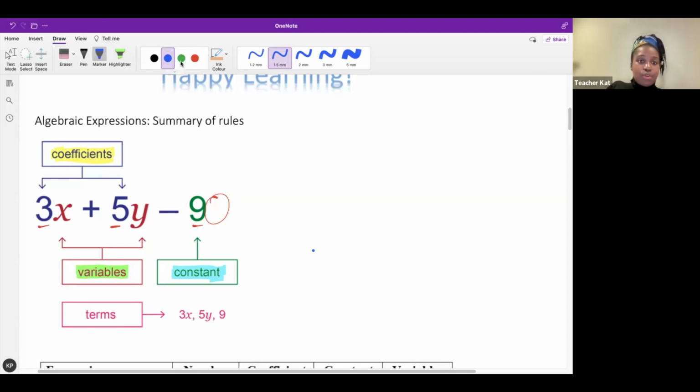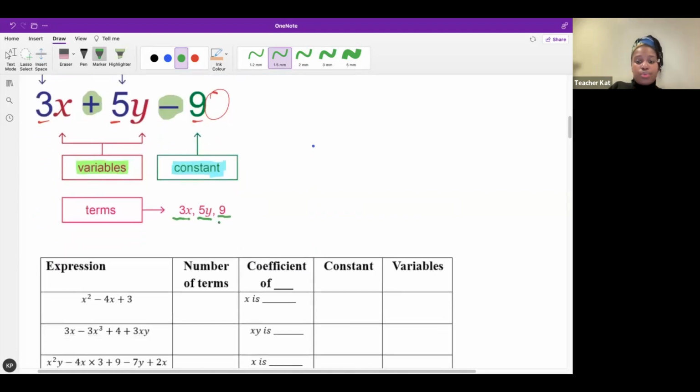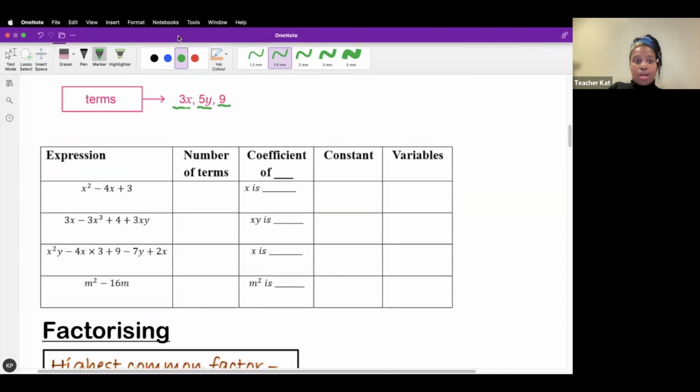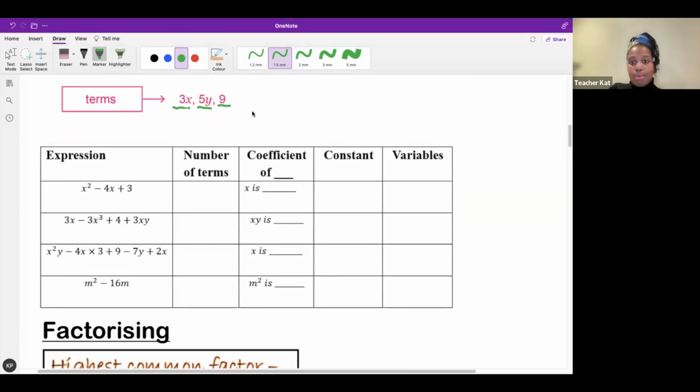Okay. And then, of course, the last thing that is important is my terms. How do we know what terms are different or when do we have a different term? They are separated by a positive and a negative. Okay. So in this case, we have a positive and a negative. So my terms will then be 3x, 5y, and a 9.